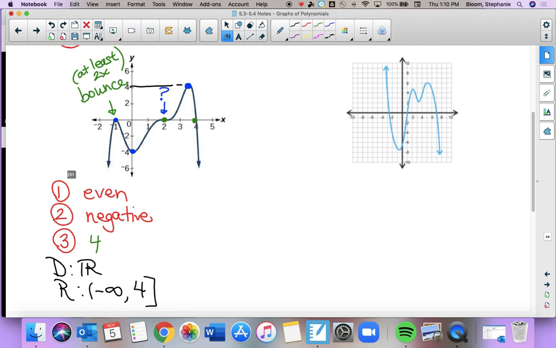It doesn't change direction. So I'm going up, up, up. I'm flattening a little bit, but I'm still increasing. So that would not be a max or a min, okay?